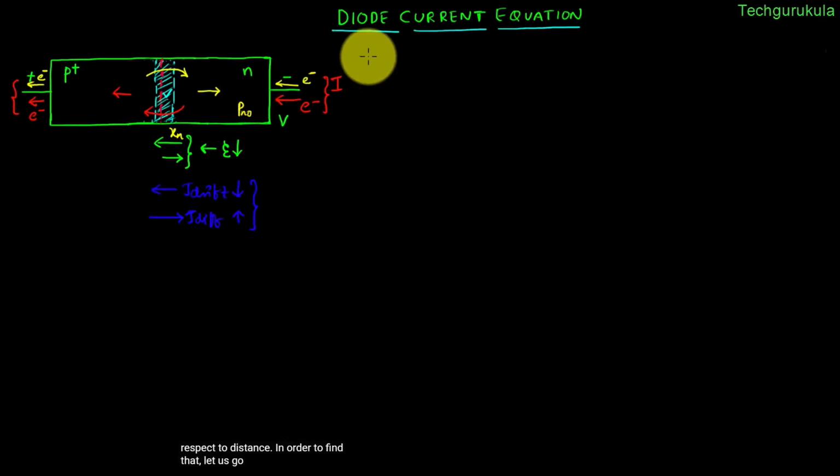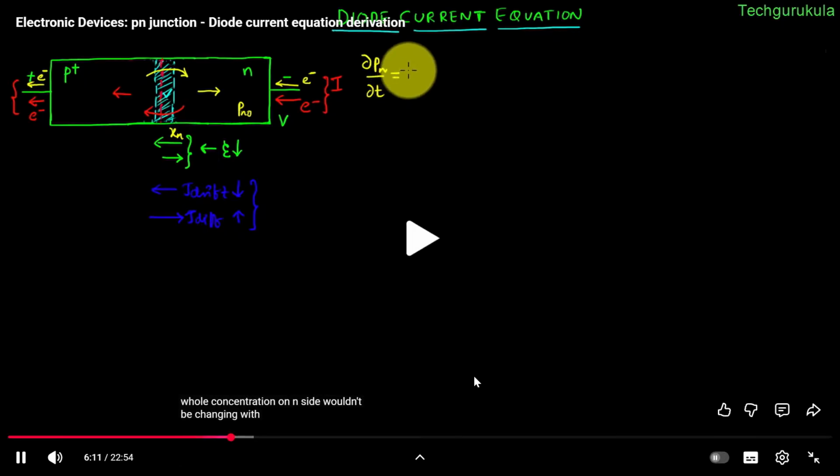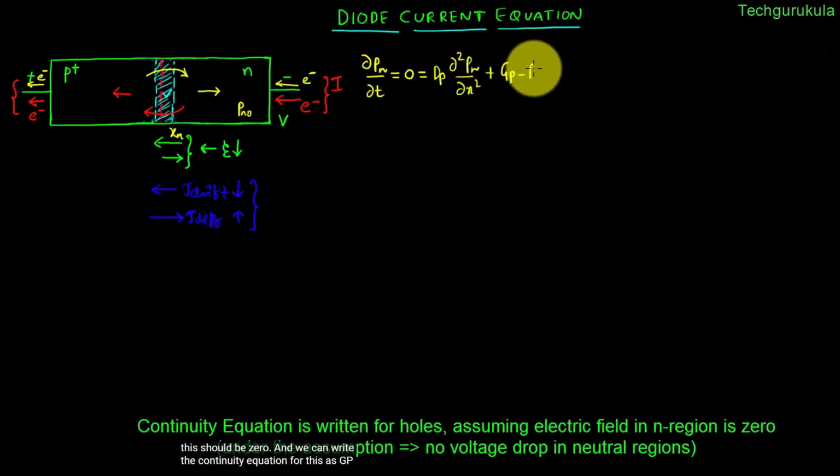In order to find that, let us go back to the del p over del t, the minority carrier holes in n-type. The hole concentration on the n-side wouldn't be changing with respect to time, so this should be 0. And we can write the continuity equation for this as Gp minus Rp.